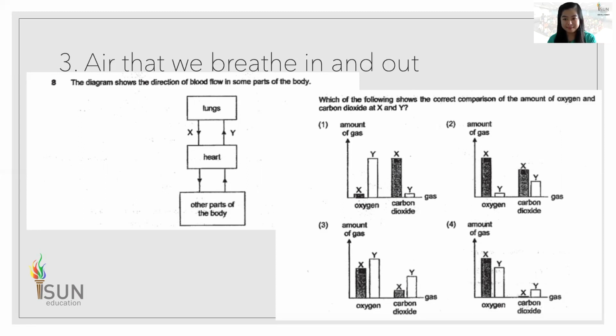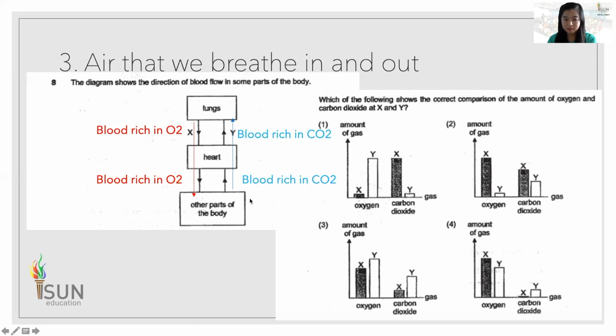Okay, time's up. First thing first, let's look at the arrows. Now we know that from lungs to heart to other parts of body, this is blood rich in oxygen. Now, the other parts of body undergo respiration. Thus, these blood vessels carry blood rich in carbon dioxide.